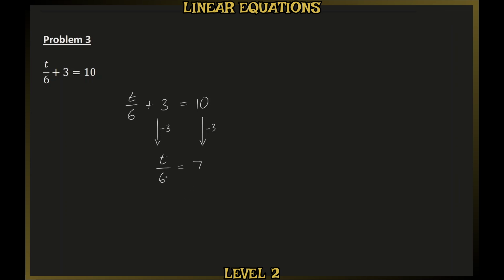Now this t over 6 means that t is being divided by 6, and the inverse of dividing by 6 is multiplying by 6. So we can times the left by 6, and the right by 6, and the divide by 6 and the times by 6 cancel out, leaving us with t. And on the right, 7 times 6 is 42. So our final answer for problem 3 is t is equal to 42.